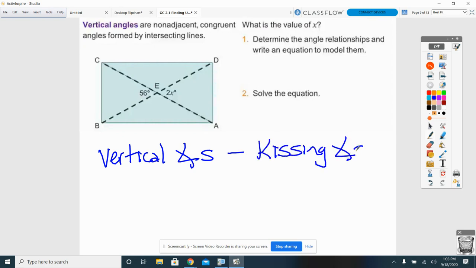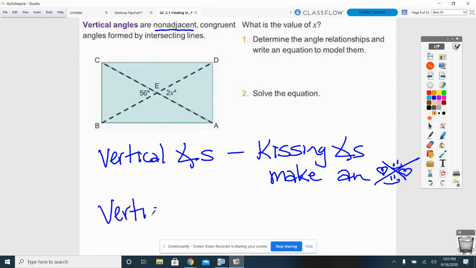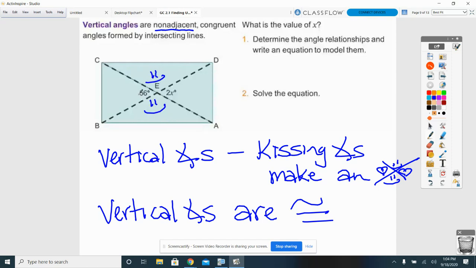They make an X. And do you see this smiley face is kissing this smiley face? This heart is kissing this heart. They're not adjacent, but what they are is they're equal. And this is a really big idea. The vertical angles are what we called congruent, which means they are equal. So, like I said, this smiley face is equal to this smiley face.